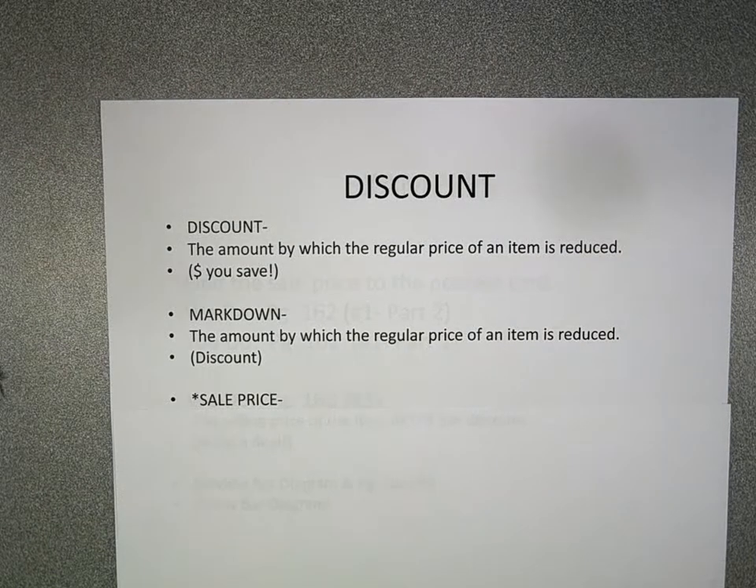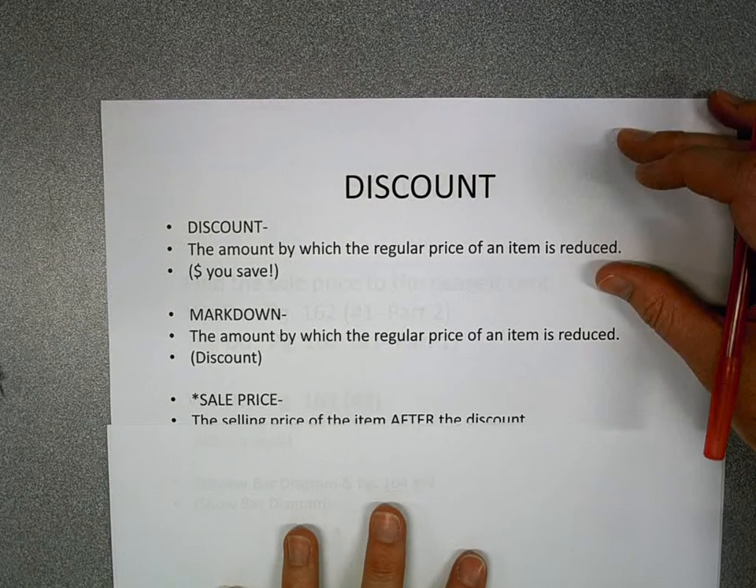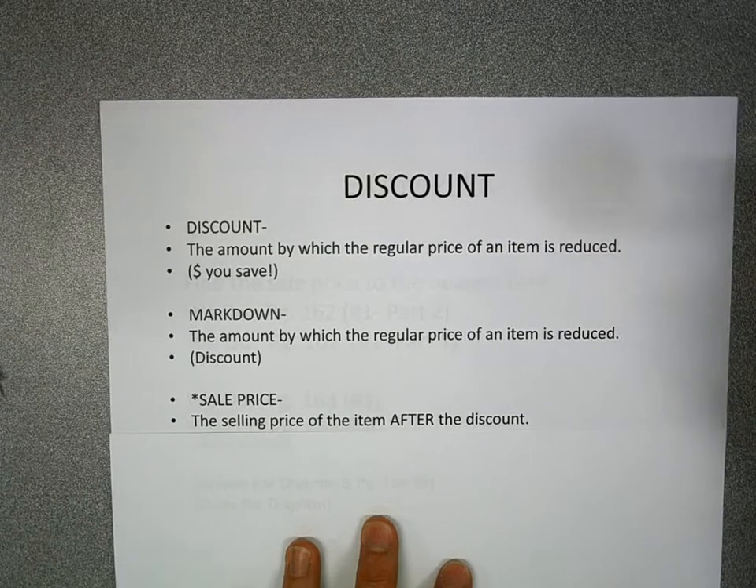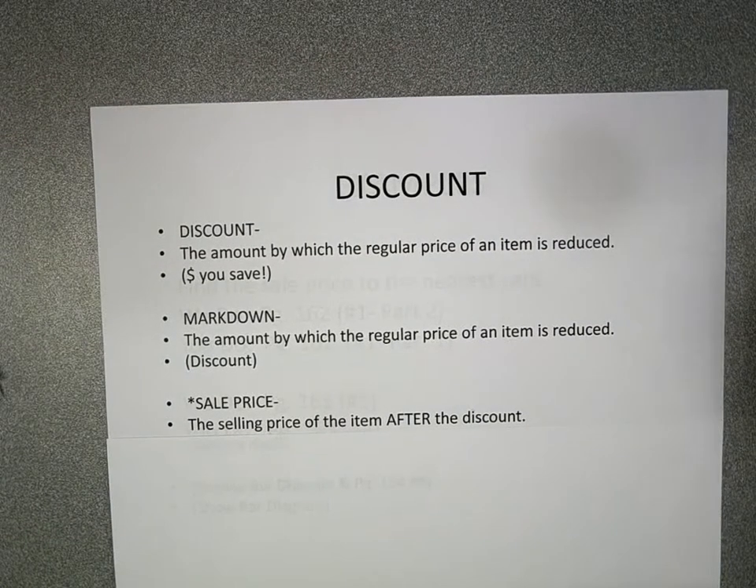Everyone? Sale price. So here's what a sale price is. It's the selling price. We talked about what a selling price is, right? The total cost. It's the selling price of the item after the discount, after they've taken off some money because of the discount. So the sale price is the selling price of the item after the discount. So what you're going to find here in a second is that the discount and the sale price are like complements to each other. If you don't know what I'm talking about, I'll show you here in a second.